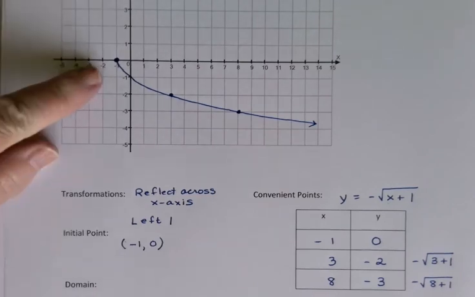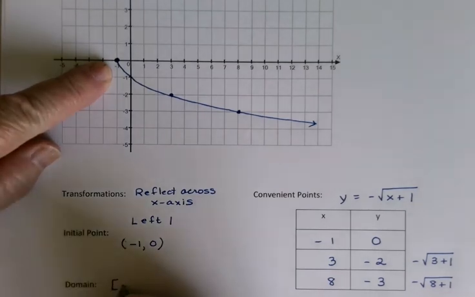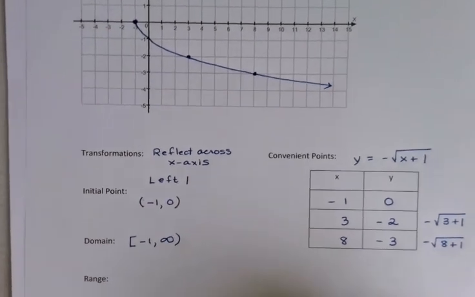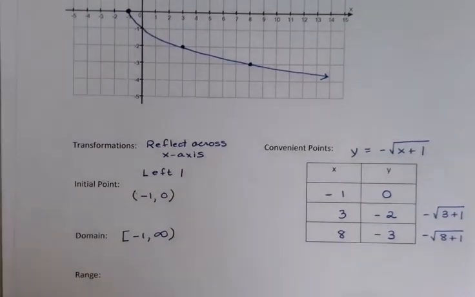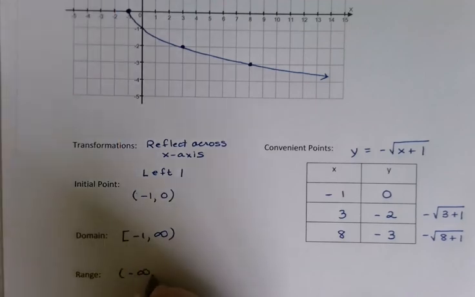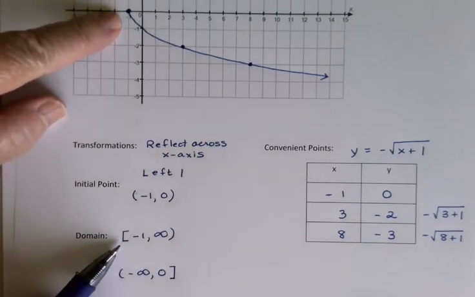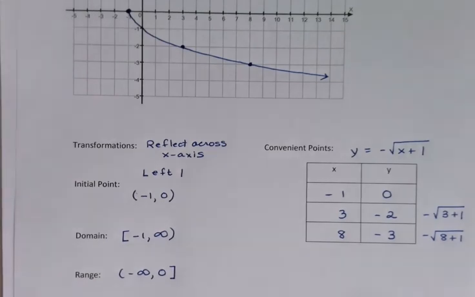For my domain, all of the x values are bigger than negative 1, so my domain goes from negative 1 to infinity. And for the range, 0 is actually the largest y value, so my y values go from negative infinity up to 0. Once again, that initial point is a point on the graph, which is why I've used the brackets on those ends. All right, we're going to take a look at one more.